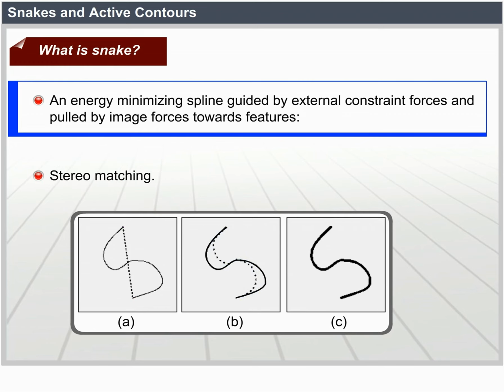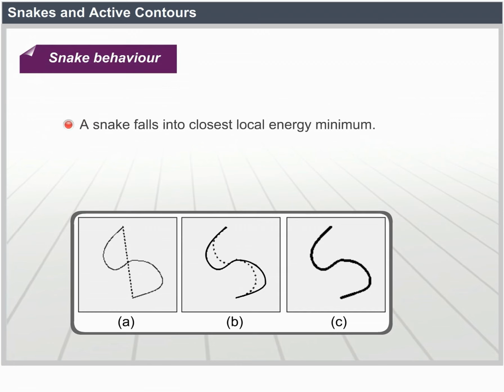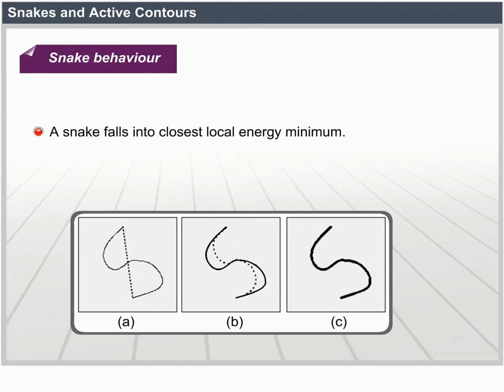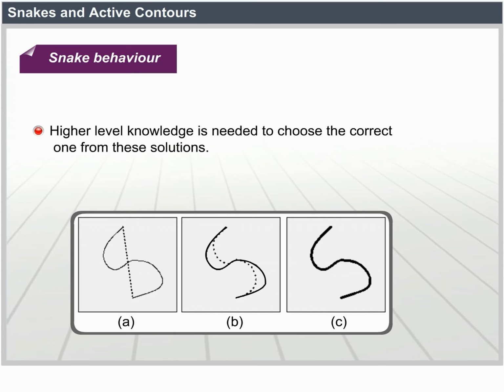Snake behavior. A snake falls into the closest local energy minimum. The local minima of the snake energy comprise a set of alternative solutions. Higher-level knowledge is needed to choose the correct one from these solutions.